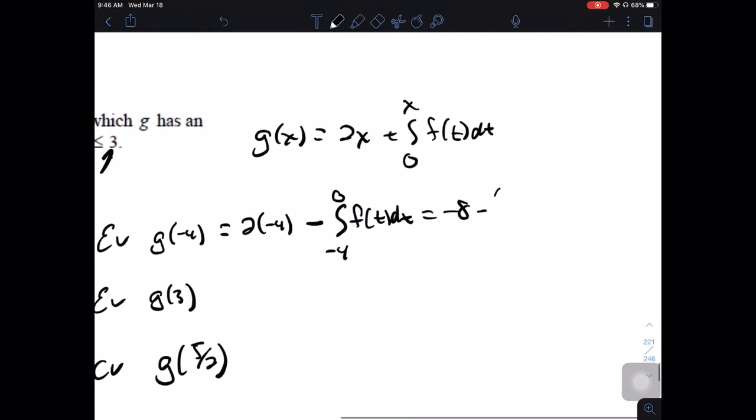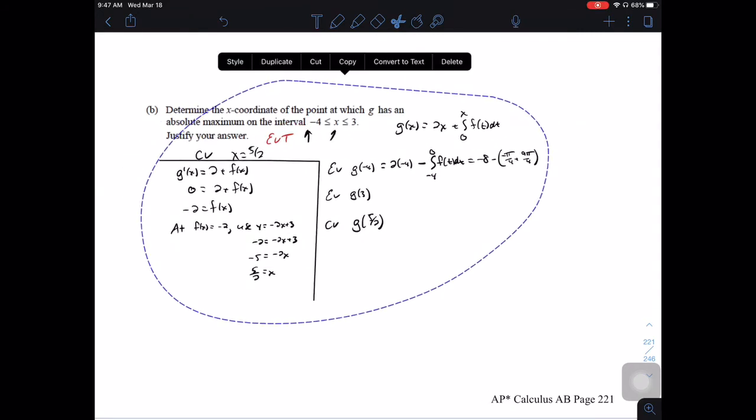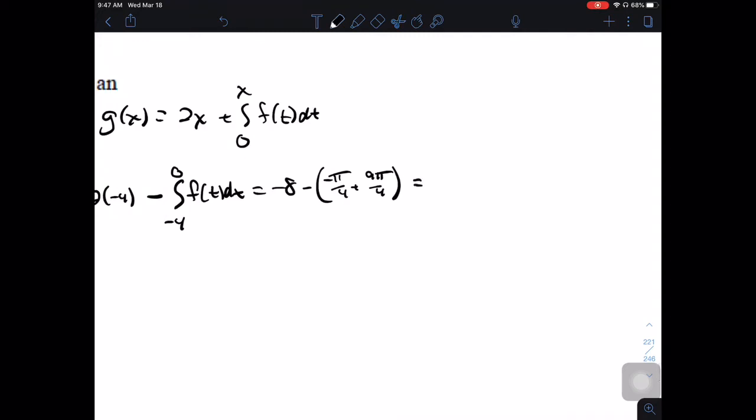So the area under the curve here, we got a negative pi over 4 plus a positive 9 pi over 4. I am really running out of space. That's going to make that negative 8. This is going to give us negative 8 pi over 4, and that reduces to a negative 2. It's going to give us positive 8 pi over 4, which means this is negative 8 minus 2 pi.